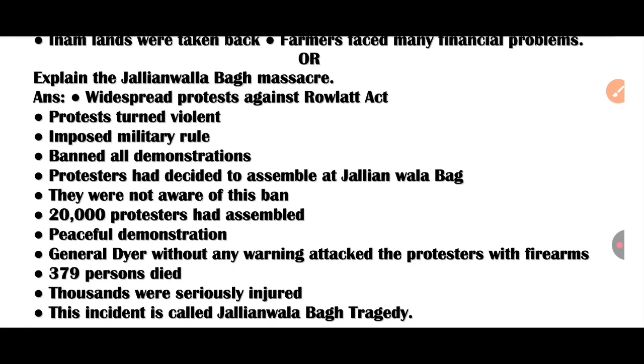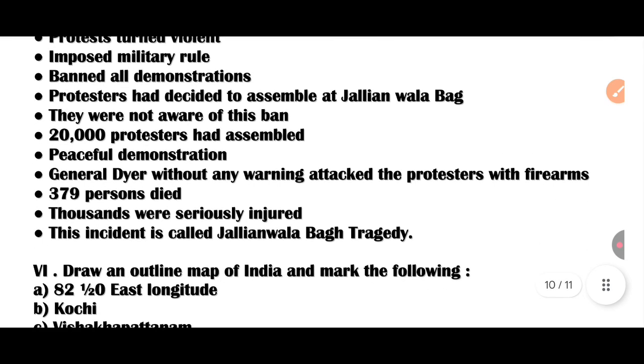20,000 protesters had assembled for a peaceful demonstration. General Dyer, without any warning, attacked the protesters with firearms. 379 persons died. Thousands were seriously injured. This incident is called the Jallianwala Bagh tragedy.